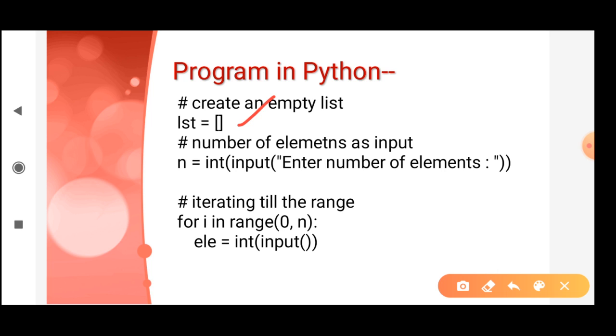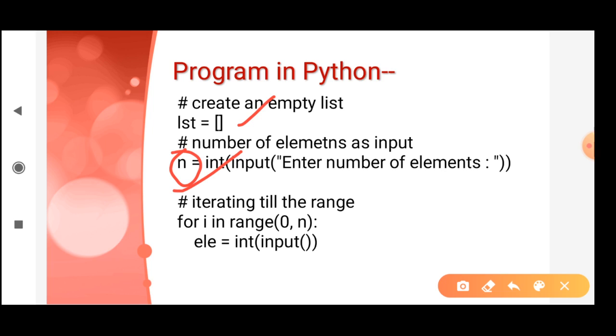clearly. Now in the second line you can see a variable n: n is equal to int(input("Enter the number of elements")). In this line you are asking the user to enter the total number of elements which the user will enter in the list. For example, if the user has to enter 10 items in the list, the user will enter 10 and the 10 will be stored in the variable n.